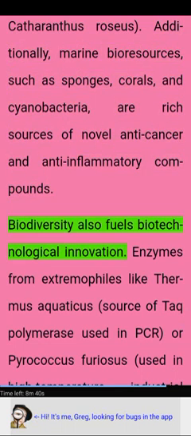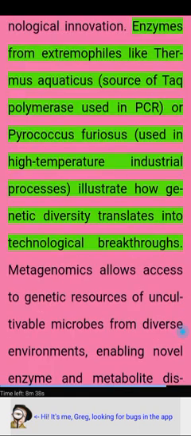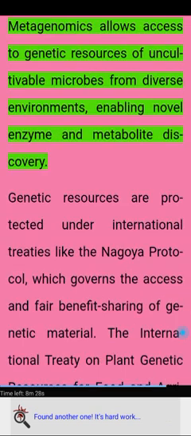Biodiversity also fuels biotechnological innovation. Enzymes from extremophiles like Thermus aquaticus, source of Taq polymerase used in PCR, or Pyrococcus furiosus, used in high-temperature industrial processes, illustrate how genetic diversity translates into technological breakthroughs. Metagenomics allows access to genetic resources of uncultivable microbes from diverse environments, enabling novel enzyme and metabolite discovery.